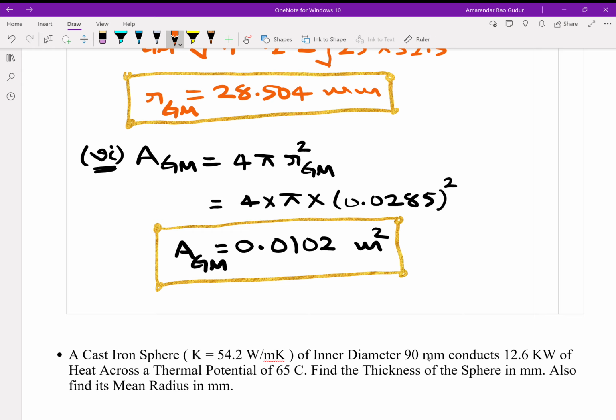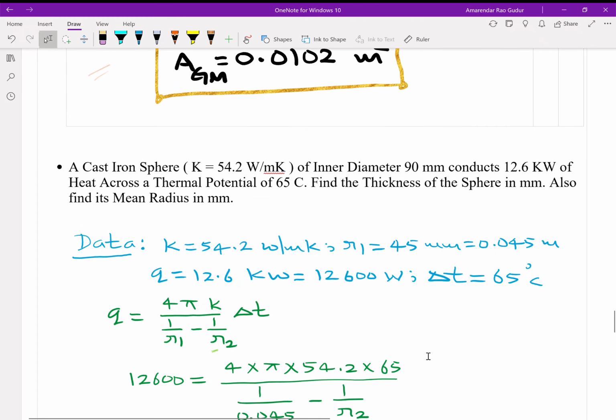So this is a very general problem involving all the calculations. The second problem, we are going to make some limited calculations, like a cast iron sphere, where cast iron K is 54.2, of inner diameter 90 mm, conducts 12.6 kilowatts of heat across a thermal potential of 65 degrees centigrade. Find the thickness of the sphere in millimeters. Also find its mean radius in millimeters.